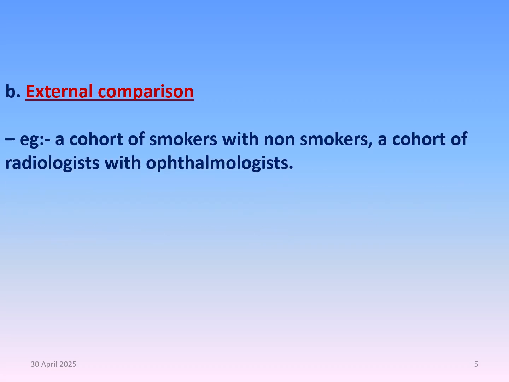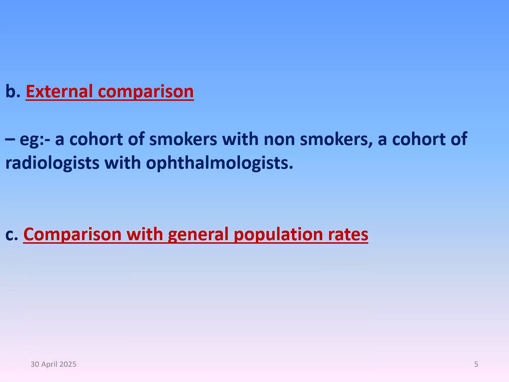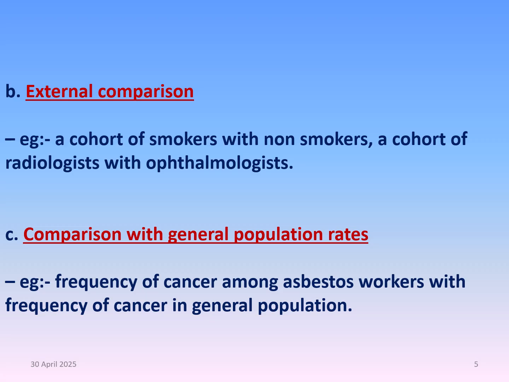External comparison means a cohort of smokers will be compared with non-smokers. A cohort of radiologists who are exposed to radiation more will be compared with a cohort of ophthalmologists who are not exposed to radiation. Third type of comparison is comparison with general population rates. Example, frequency of cancer among asbestos workers can be compared with the frequency of cancer in general population. That is an example of comparison with general population rate.